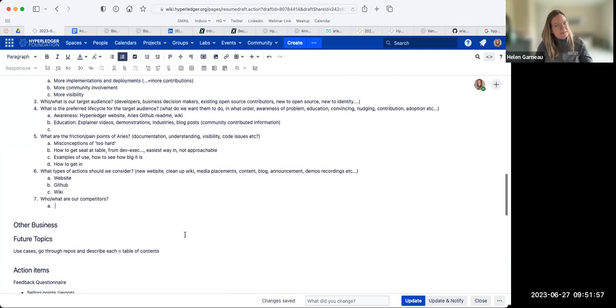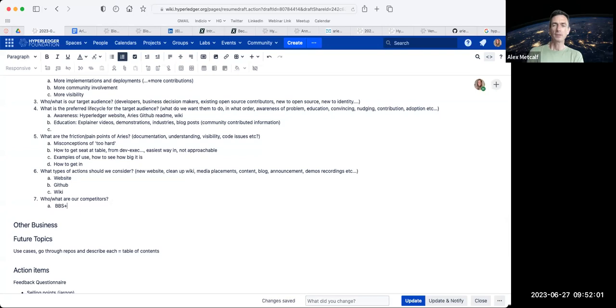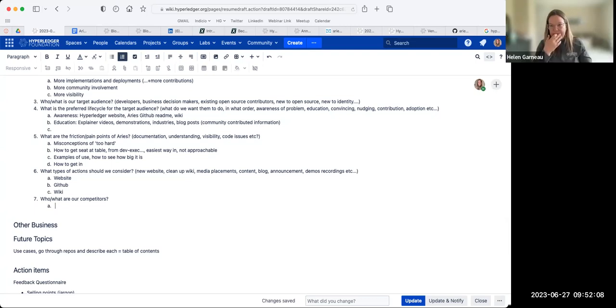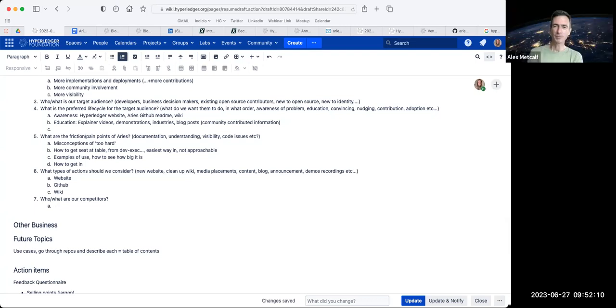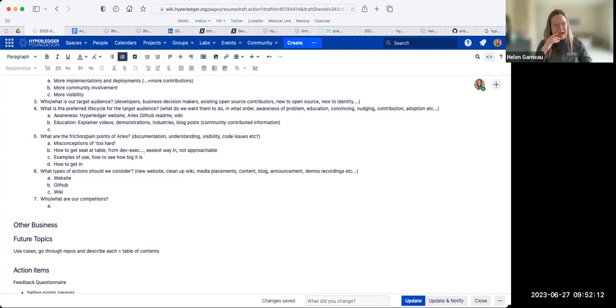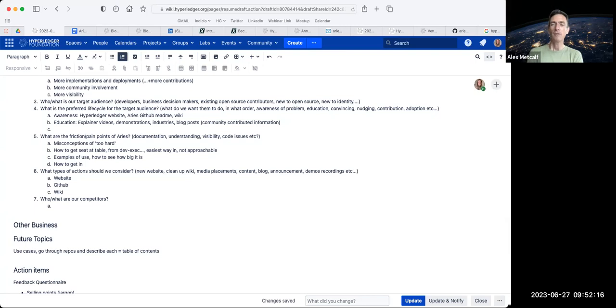Is BBS+ a competitor? No, it's a format to do with the credential. It's at the cryptography level. It's the signatures for signing the credentials, versus what was on the ring things before. Yes, it's that level, right down there.